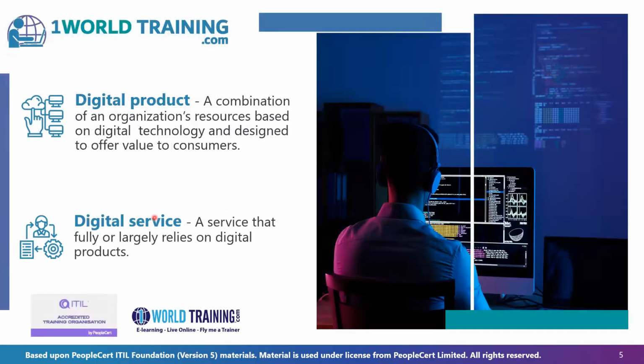We have here digital product and digital service. The word digital has come in. Therefore, it's very similar to the definition of product and service respectively. A digital product is a combination of an organization's resources based on digital technology and designed to offer value to consumers. So product has value. The value is not realized yet. There is potential value. Digital service is a service that relies fully or largely on digital products. And the service, in fact, creates value or realizes value.